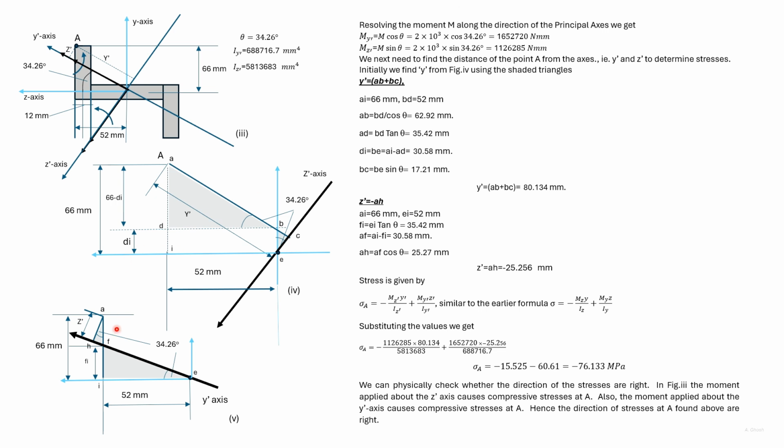AI is given, and knowing FI, we can find out AF, which is shown here. This angle HAF is theta. So we can find out AH. So here we have determined AH. As per the ordinate system, Z dash is minus AH.